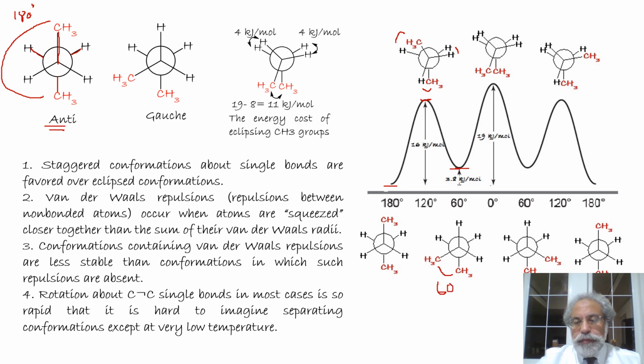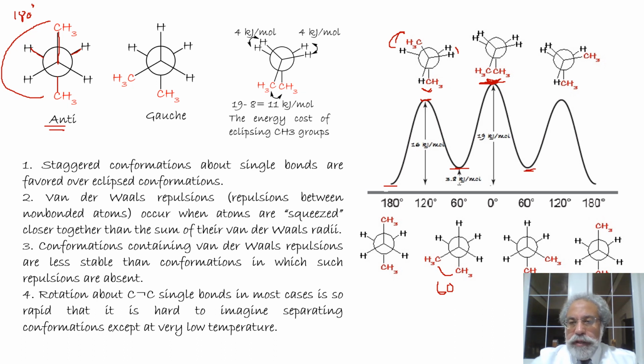All right. Then once again 60 degree, you will have here eclipsing between CH3 and CH3. In this one we have CH3 and H, CH3 and H. Here the eclipsing between CH3 and CH3, and that will have the higher energy. Okay, higher energy. We move again 60 degrees.